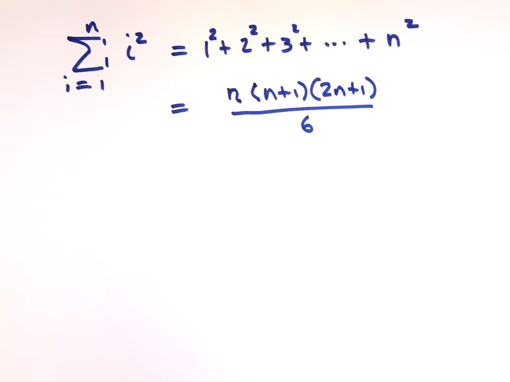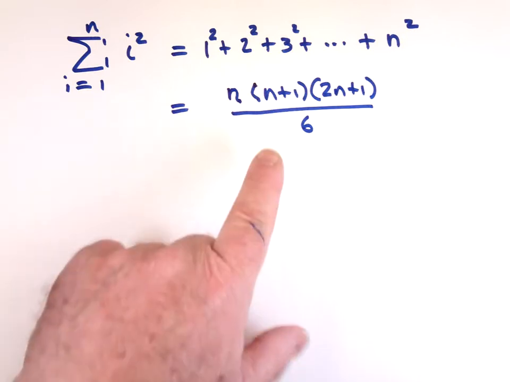Now where did the 2n plus 1 come from? It's the formula. To prove it, you could prove it with math induction, and that is another discrete structures kind of a thing. If you were a math major or a computer science major, you would take discrete structures. And in discrete structures, one of the things you do is math induction. You could prove this formula with math induction.